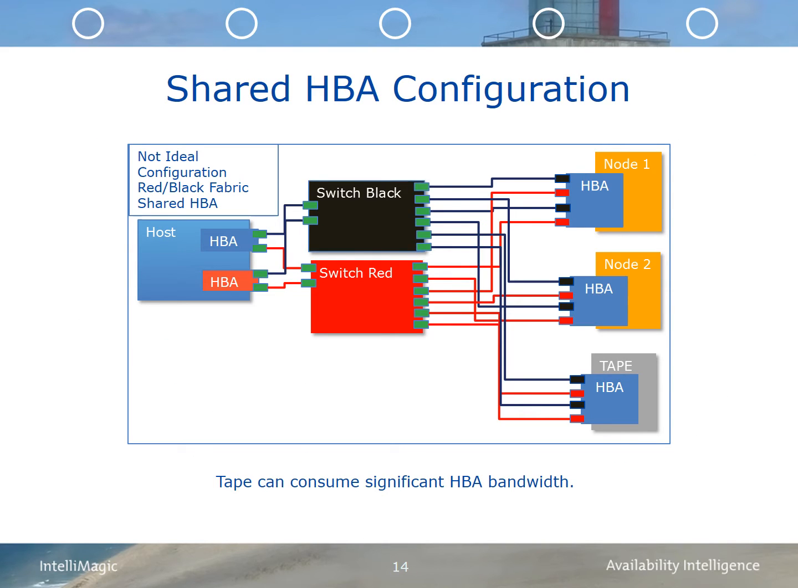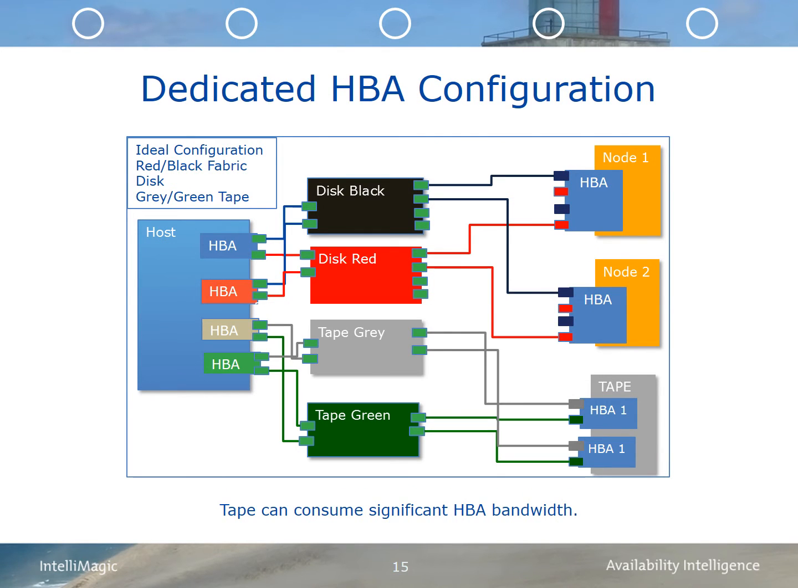In a shared HBA configuration, a single host has two 2-port HBAs. Each port is shared with traffic for both disk and tape. While the tape backups are running, there can be significant contention on the ports that are shared, and disk traffic will suffer. This is not a best practice.